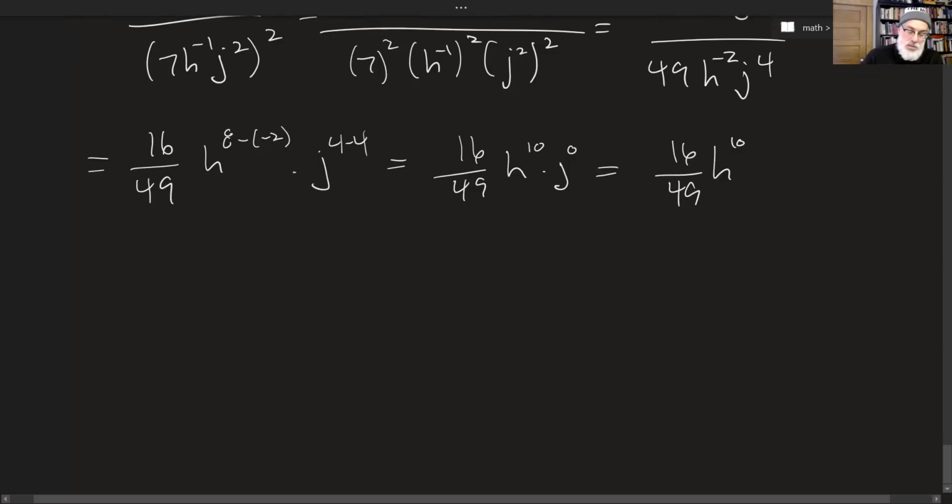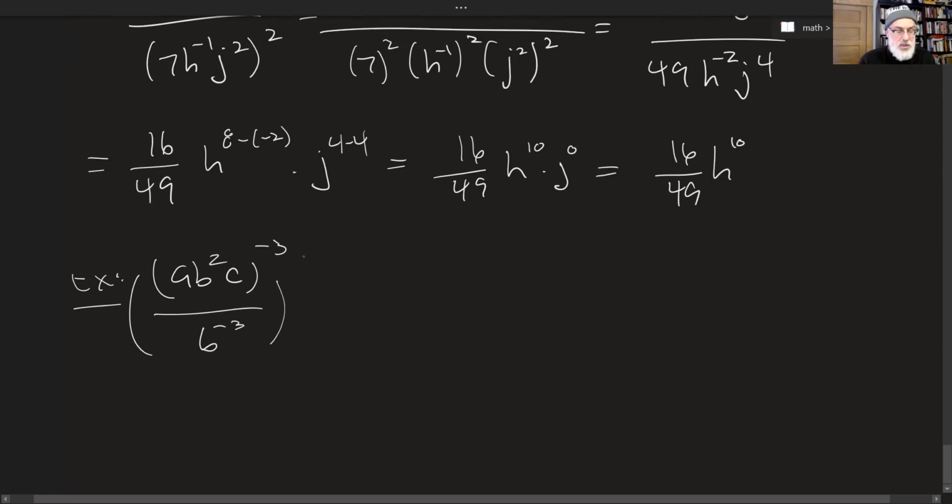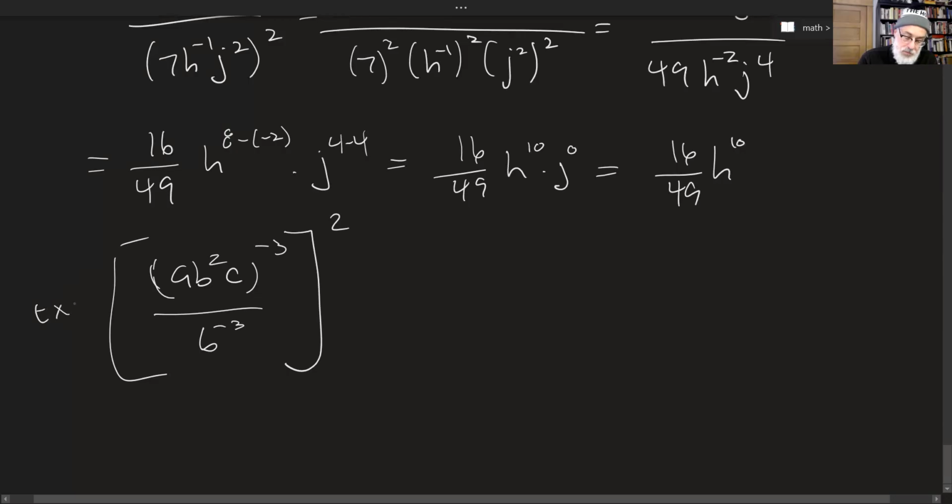All right, let's look at one last example. Let's say b squared c to the negative third divided by b to the negative third. We'll say quantity. Let me be careful how I write these brackets, because we want to make sure that it's clear that I'm taking this quantity to the 2. I'll put this down just for convenience.